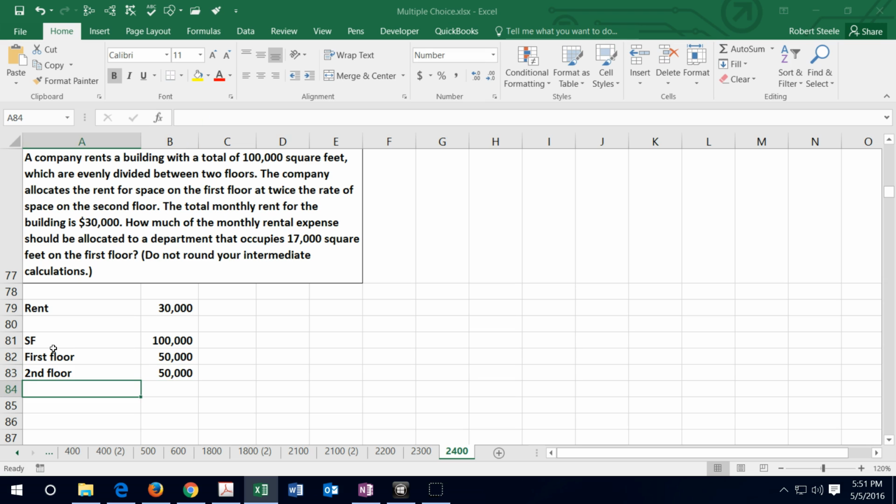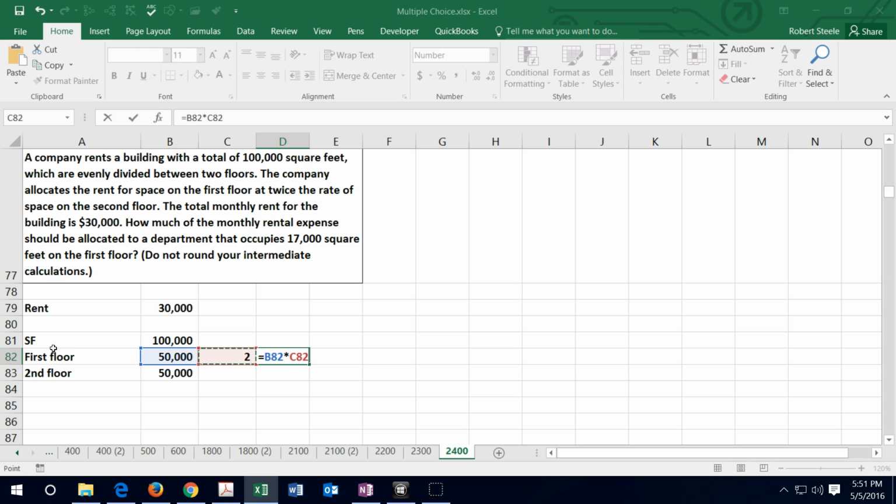Now we need to account for something. The first floor is going to have twice as much square footage. So one way to do that, if we're trying to think about the ratios, is I can say, well, let's basically say that the square footage on the first floor accounts for twice as much. That's one way that we can do this allocation. So that means that the first floor is basically worth the 50 times 2, or 100,000.